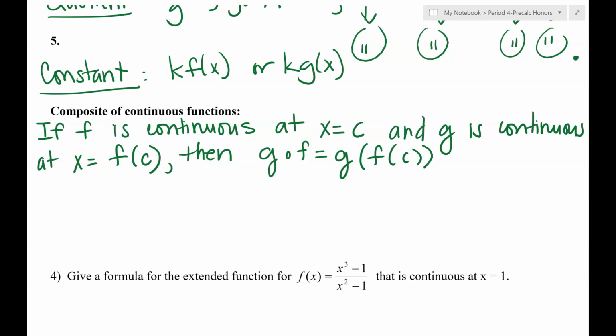When we do a composition, first, if my f function is continuous at some x value, it could be one value or it can be an interval of values. Then it says g has to be continuous at this value. What is this? Why is this written this way? X equals f of c. Why is this written this way?